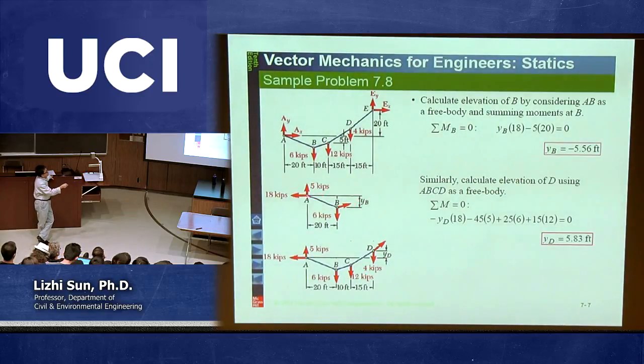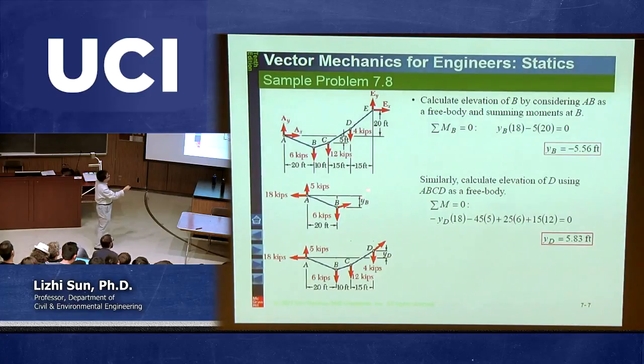So let's say we cut this part at point B, because to calculate the elevation you have to cut at point B. Once you cut at point B, you look at the left side. You have AX, AY, which were calculated before, and at this cut you get a BY. So how do we calculate BY? You just take a moment at point B, so that you don't need to worry about this cable force.